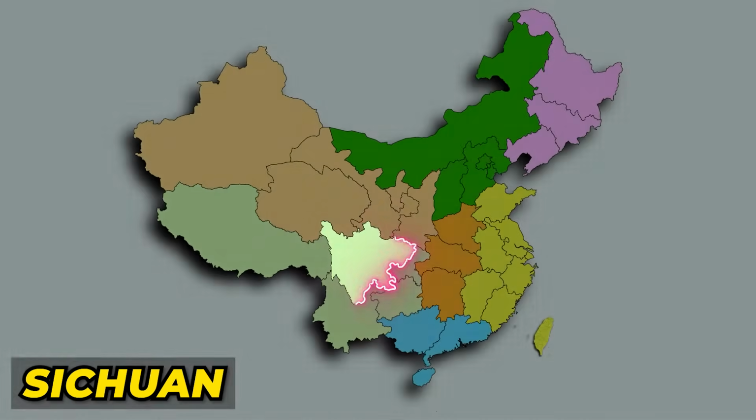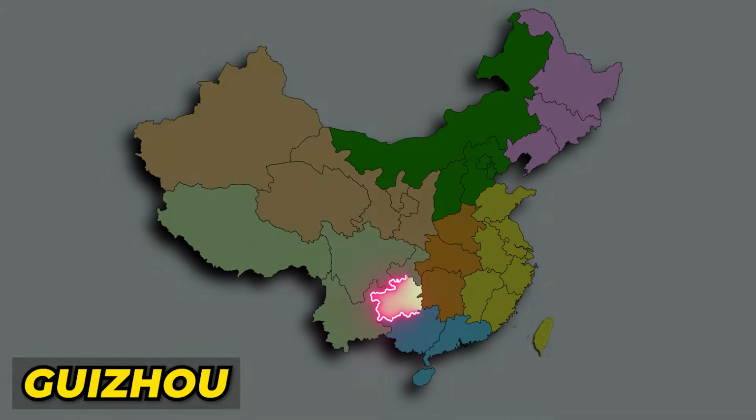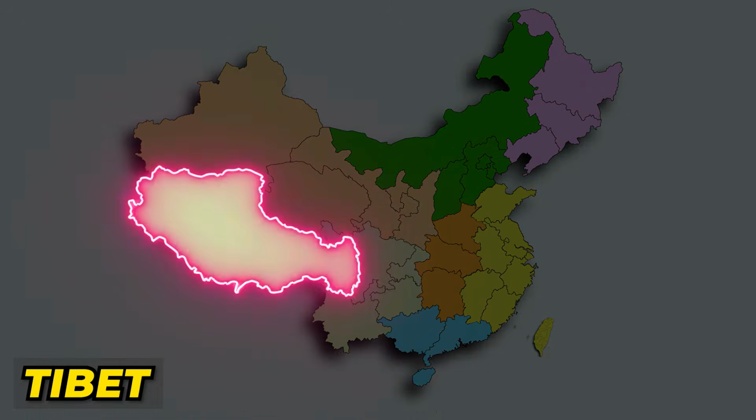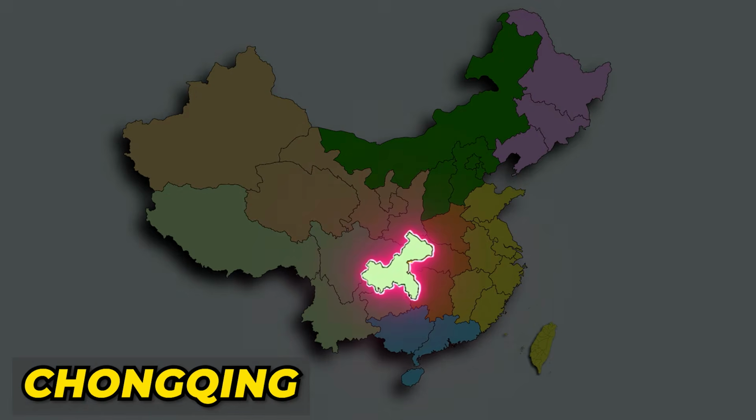Special terrain areas in southwest China make this region a great tourist destination. This region includes 3 provinces: Sichuan, Guizhou, Yunnan, Tibet Autonomous Region, and Chongqing Municipality.